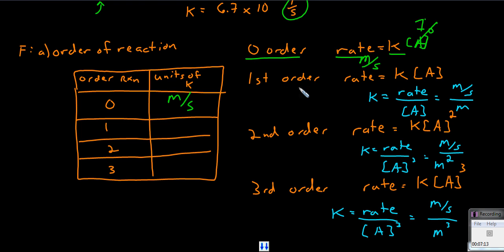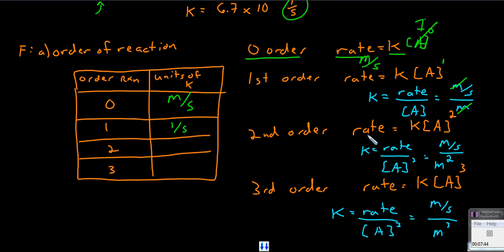What about if you have a first order reaction? The rate law for a first order reaction is rate is equal to k times the concentration of the reactant to the first order, or first power. Now what are the units for k? We'll take rate divided by the concentration of A. The units of rate are molar per second, and the units for the concentration are in molar. So molar should cancel out, so you're only left with 1 over second. A first order reaction has a rate constant unit of 1 over second.